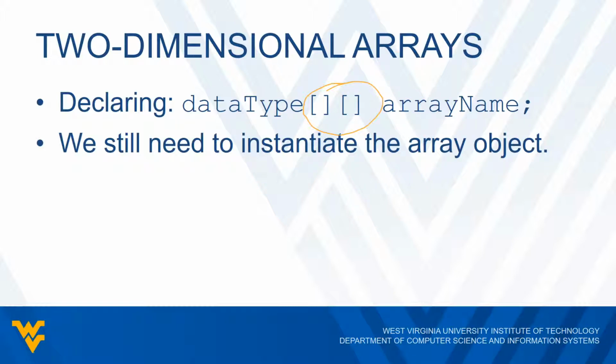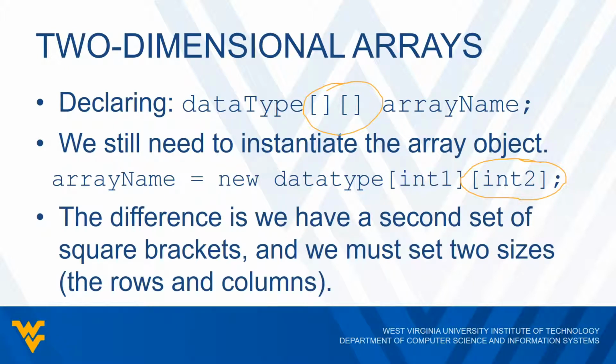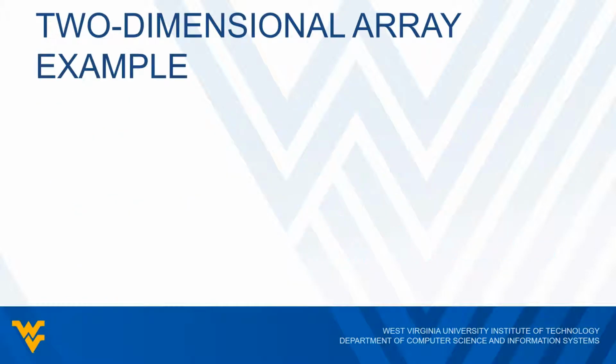So the way we do that is very similar to one-dimensional arrays, except now instead of just having our new data type and then square braces for one dimension, we now need a second set of square braces and then an integer in there that would give us the size of the second dimension. So really the only difference is this second set of square braces, and we just need to set two sizes, one for the number of rows and one for the number of columns.